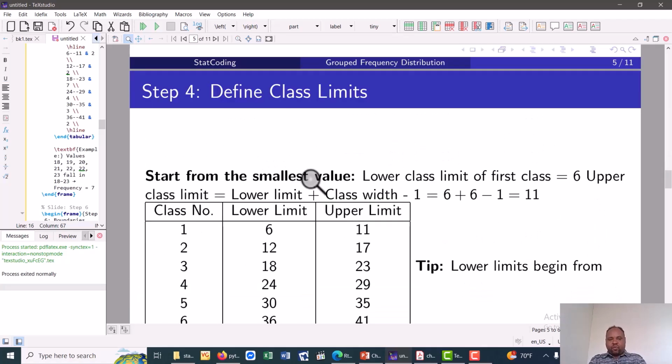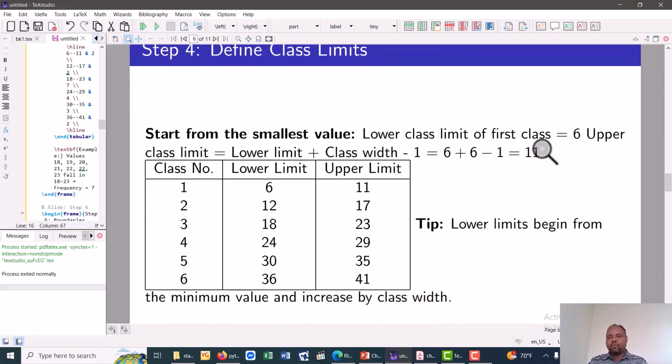Right? The next step of constructing a grouped frequency distribution table is constructing class limits. Most of the time we start from the minimum value of the raw data set. The minimum value of our data set is 6, so we can start from that value or less. But for this example, let us start from 6. The lower class limit of the first class will be 6 now.